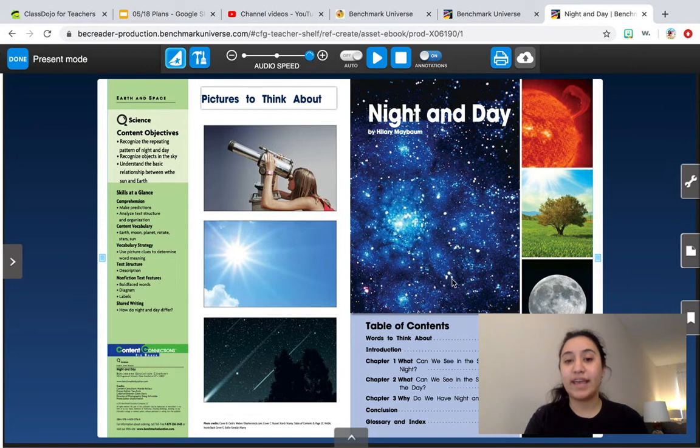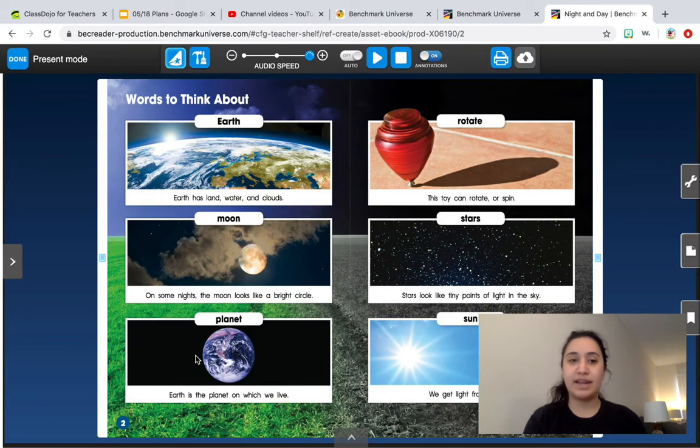So here is our table of contents. On page 2 we have words to think about. On page 4 is our introduction. Then we have chapter 1, chapter 2, chapter 3, and then our conclusion, which means the end of our story. So that's what a table of contents is. A table of contents is at the beginning of the book, and it tells you what's going on in the story and when it is going to happen. So let's start our reading.